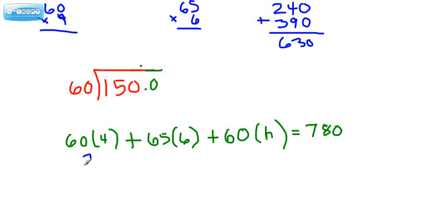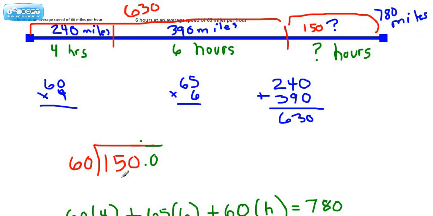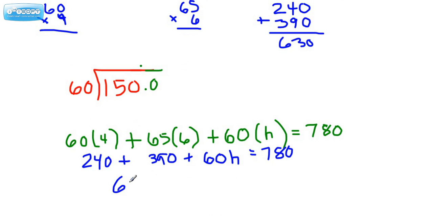So if we solve this, this is going to be 240 plus, and then we already figured out this is 390, plus 60H equals 780. So if we combine these two things, which we did here, we got 630 when we added these two things together. 630 plus 60H equals 780. All right, so I'm not going to have time to finish the rest of this, but the next thing you would do is subtract 630 from both sides of the equation and finish up.